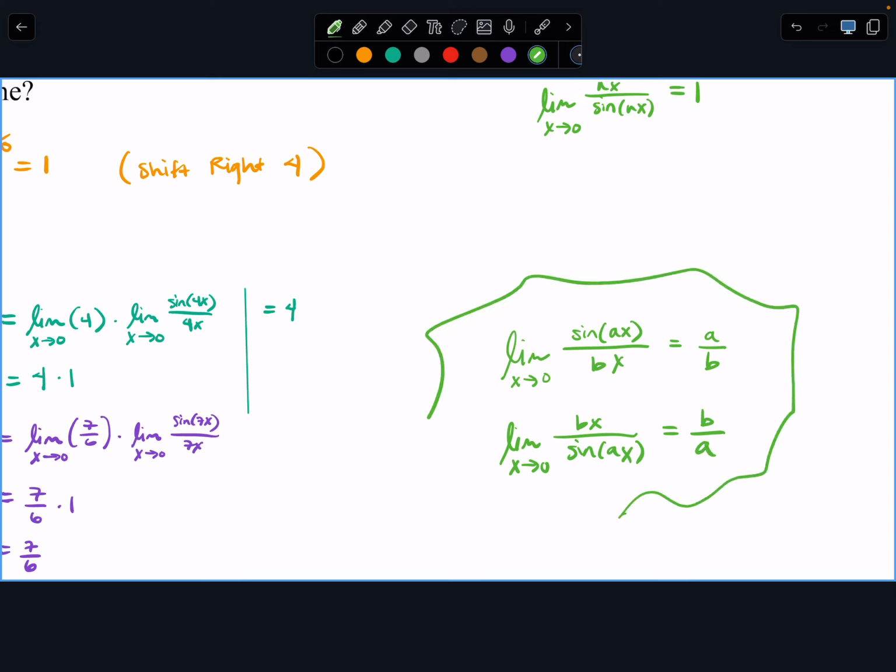Okay, so you could either get there by thinking about multiplying by versions of 1 to make the previous, more general rule for that special trig limit work, or you can just recognize this.